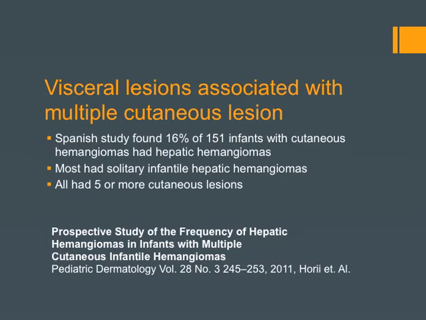Visceral lesions are associated with multiple cutaneous lesions, and a Spanish study demonstrated that 16% of 151 infants with cutaneous lesions had hepatic hemangiomas. All of these infants had 5 or more cutaneous lesions, and most had solitary infantile hepatic hemangioma.